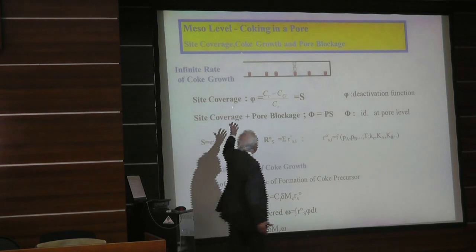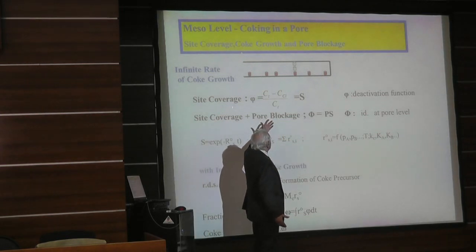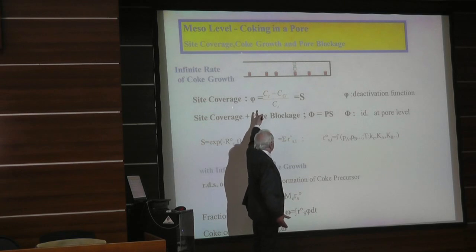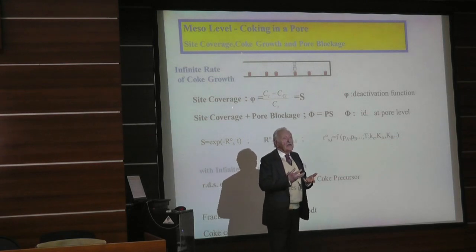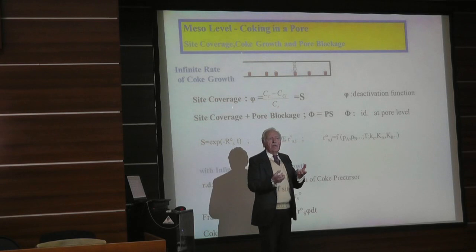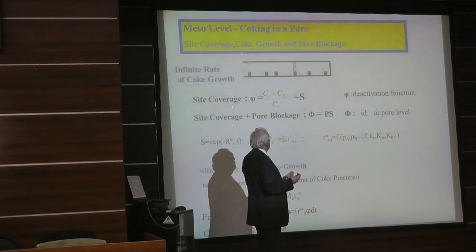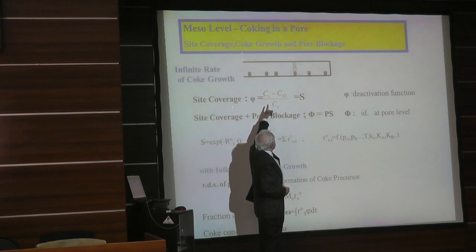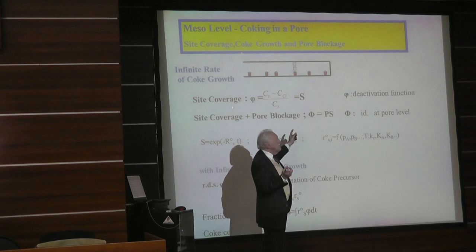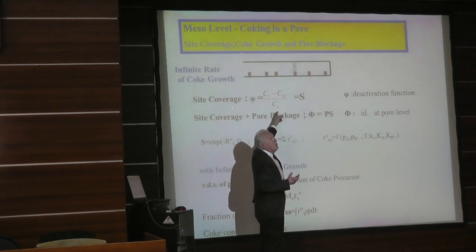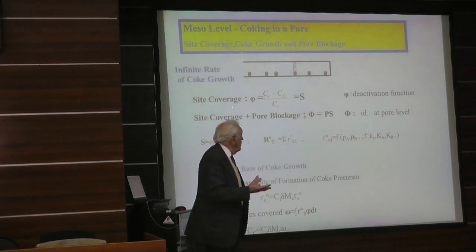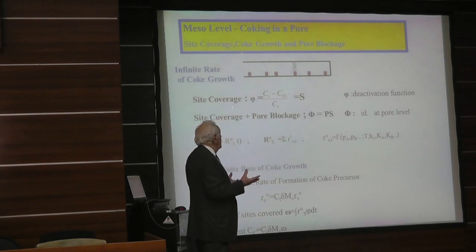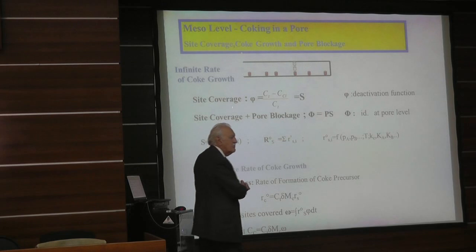The site coverage leads to a deactivation function, phi. What is the deactivation? Well, it is because we have covered the active sites, and so the total concentration of sites is here. This is the concentration of sites covered by coke, and this is the total concentration. So it's the fraction of sites that are being covered by coke or uncovered by coke.